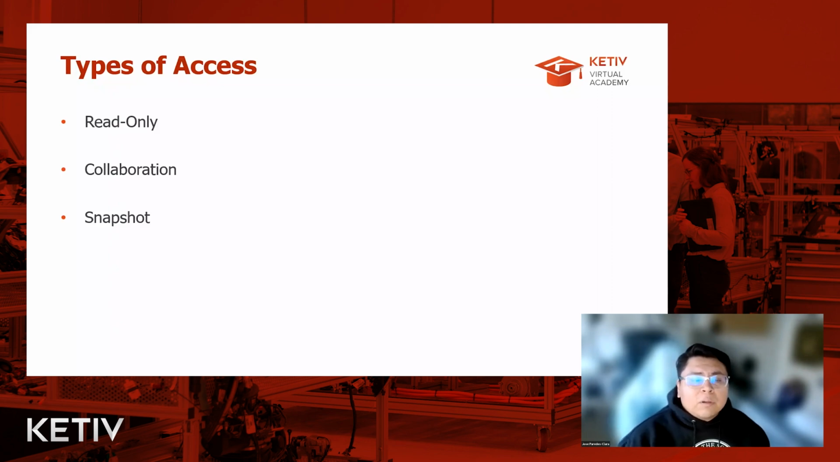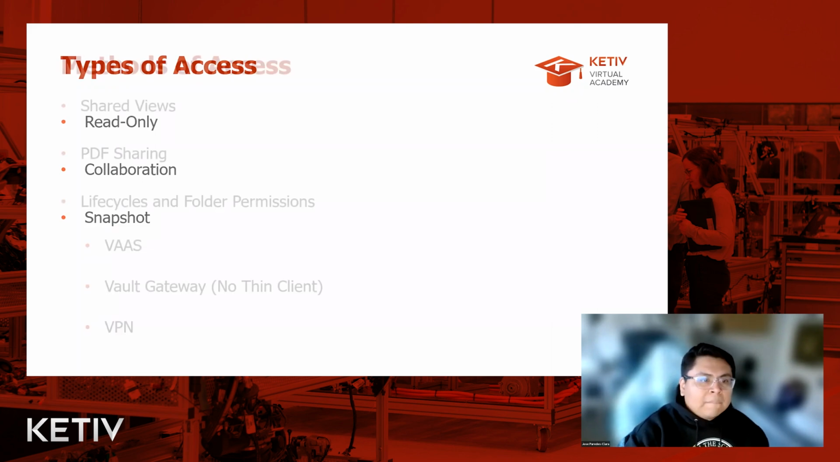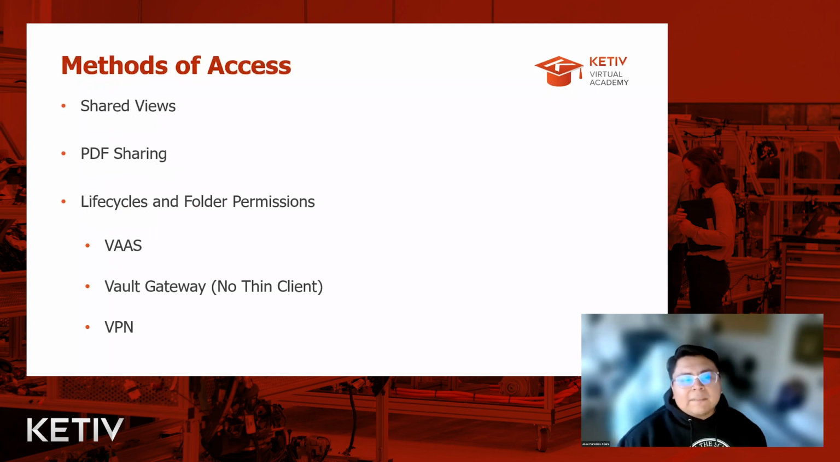Same thing when we go into collaborations and snapshots. In snapshots, we can share a little bit better, and collaboration will have a little bit more. You can do it, but Professional would give you a lot more leverage on it. We'll see what that means in a little bit. But methods of access, like I mentioned, shared views. So we're going to jump into the Vault client here right off the bat.